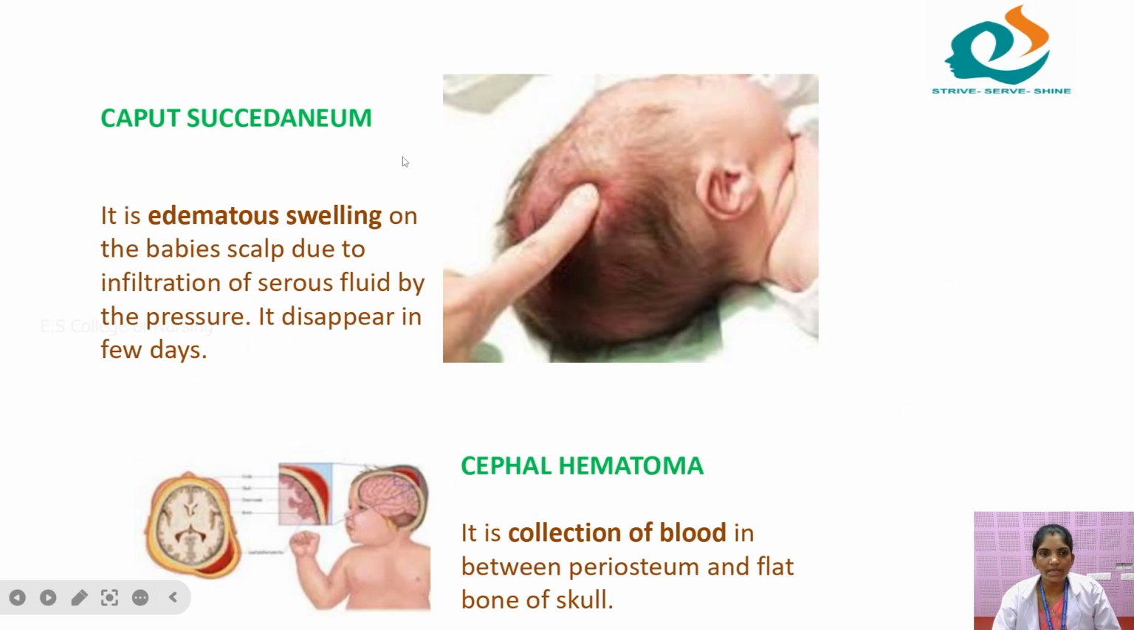Next we have to assess the caput succedaneum. It is edematous swelling on the baby's scalp due to infiltration of serous fluid by the pressure. It disappears in few days. Next we have to assess the cephalhematoma. It is collection of blood in between periosteum and flat bone of the skull.